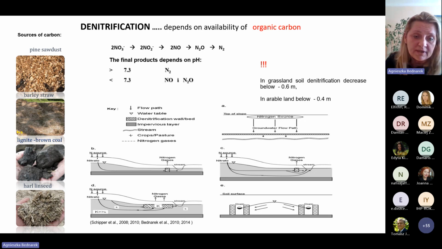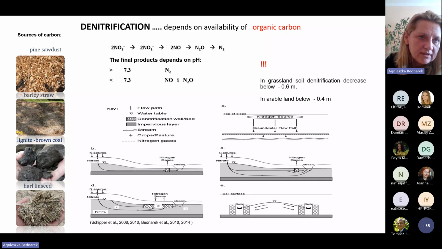On the basis of data from Professor Schipper in New Zealand and Australia, 15 years ago we tried to check the biotechnology, the denitrification wall, and we decided to try how it works in our climate conditions and in our soils. The biotechnology works as beds somewhere in the soil, when the groundwater is strongly polluted by nitrogen from different agricultural points.